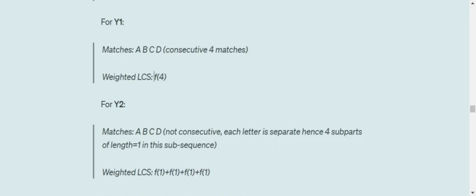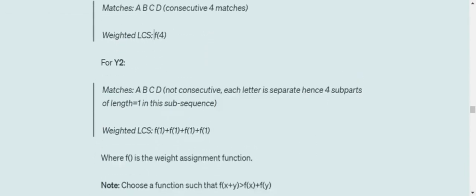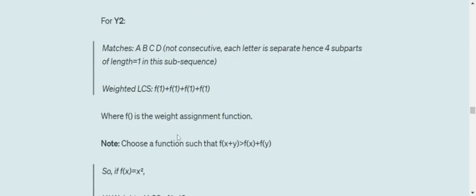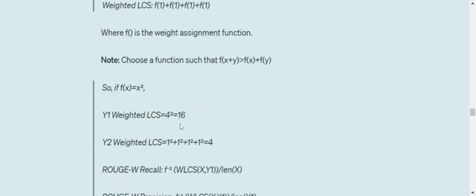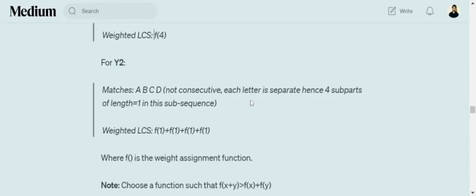So basically, we are trying to figure out subparts within the longest common subsequence, and then depending upon the length of these subparts, we are assigning weights. Now instead of f4, we would have f1 plus f1 plus f1 plus f1, because we have 4 subparts within this longest common subsequence, where f is a weight assignment function. This weight assignment function can be anything, it is of your choice, such that f(x plus y) should be greater than f(x) plus f(y).